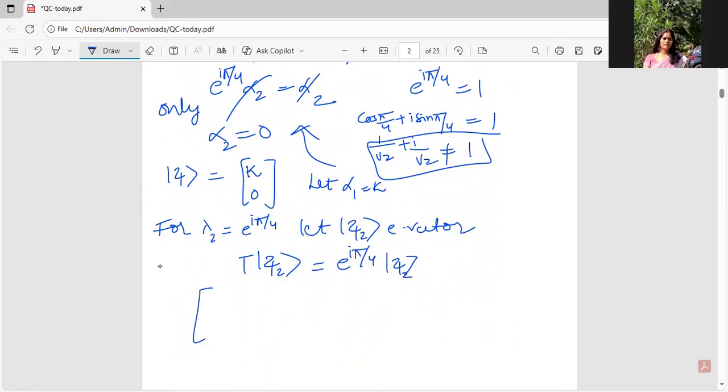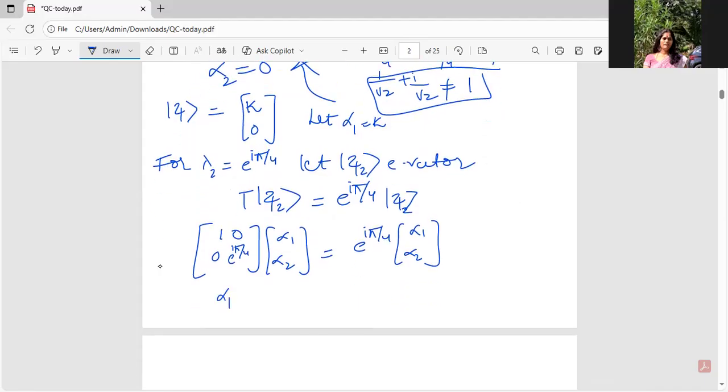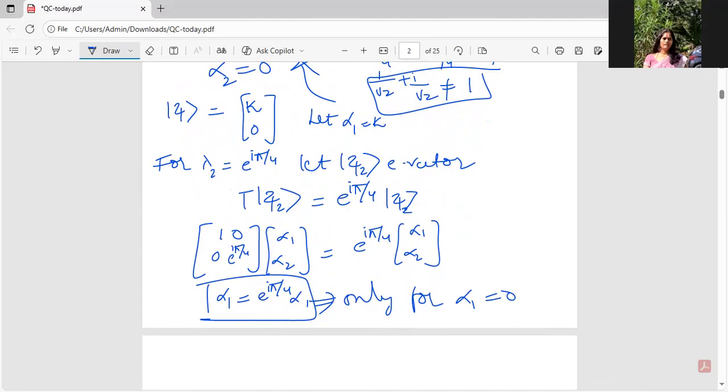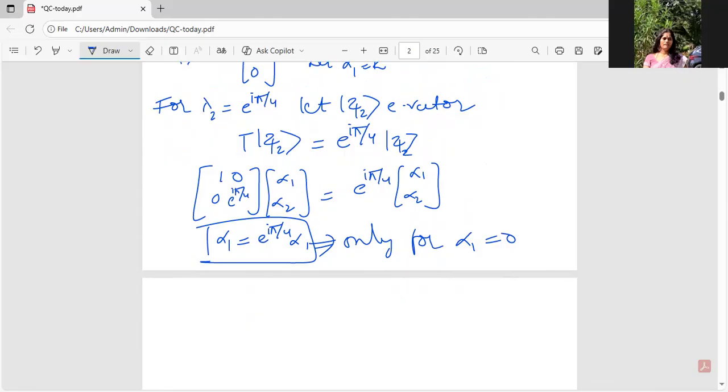So, T acting on ket xi 2 gives 1 0 0 e power I pi by 4 times alpha 1 alpha 2 only. Ket xi 2 also looks something like that only, e power I pi by 4 alpha 1 alpha 2. Let's simplify LHS and RHS. Alpha 1 is equal to e power I pi by 4 alpha 1. Again, this is possible only for alpha 1 is equal to 0.